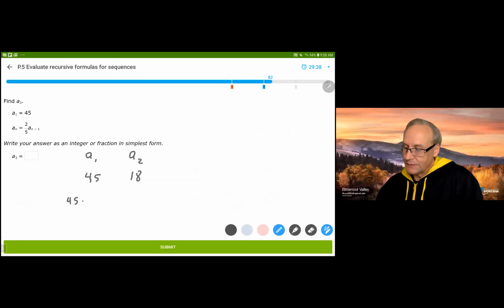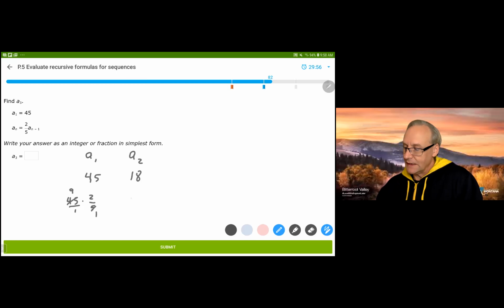45 times 2/5. This is over 1, and the 5's cancel if you like. What I'm really doing is I'm dividing 5 into 45, and I'm getting 9. And 5 into 5 is 1. That's a way of thinking about it. And 9 times 2, of course, is 18.